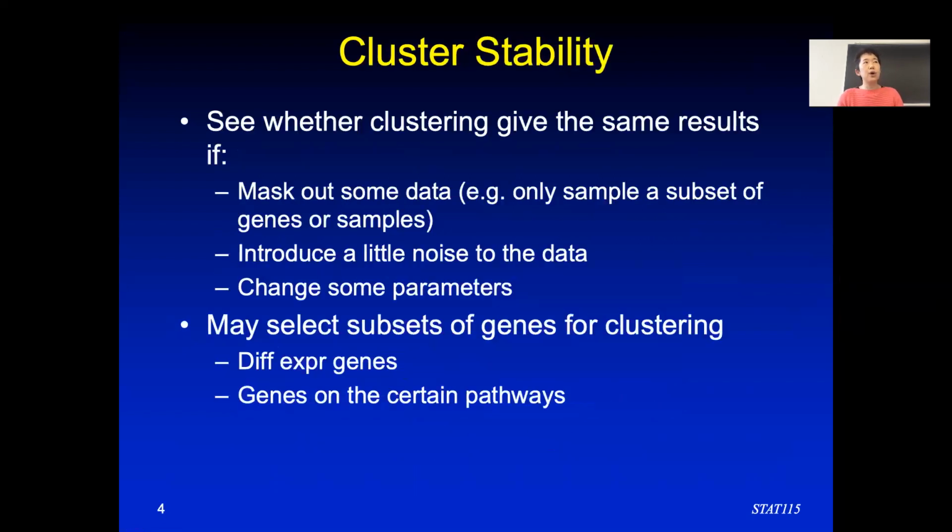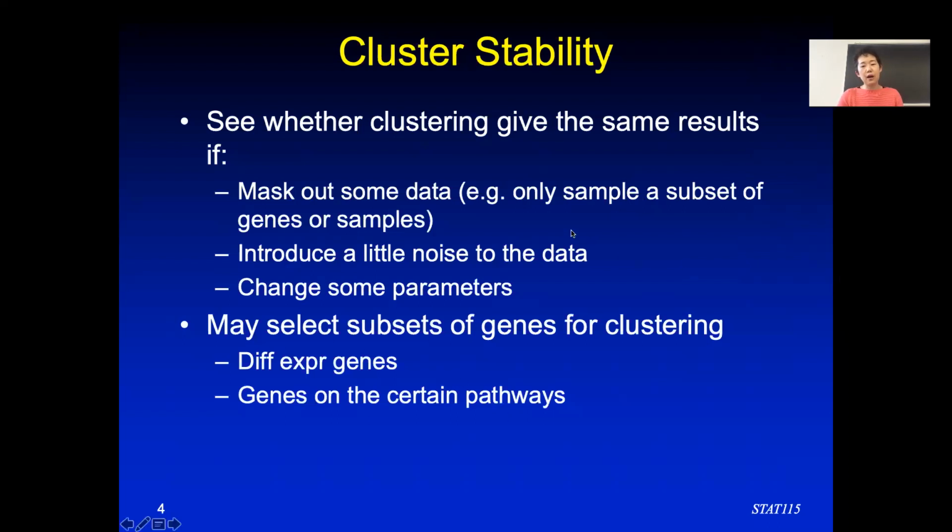In addition to maximizing the between cluster distance and minimizing the within cluster difference, we also want to make sure our clustering is stable. So how do we know whether the clustering is stable? You can imagine that if we mask out some data, or if you add just one more sample, would that make the clustering go completely crazy?